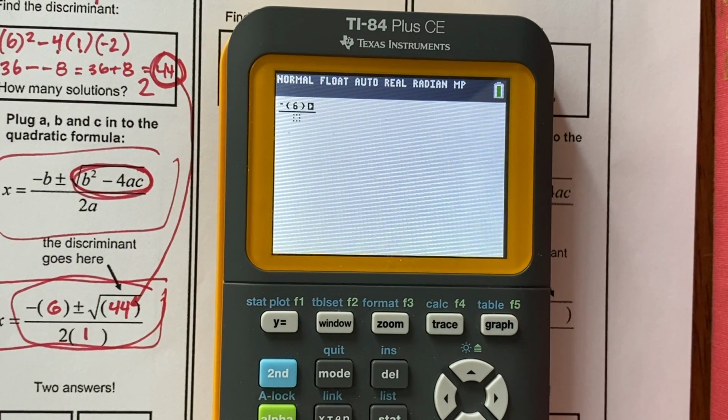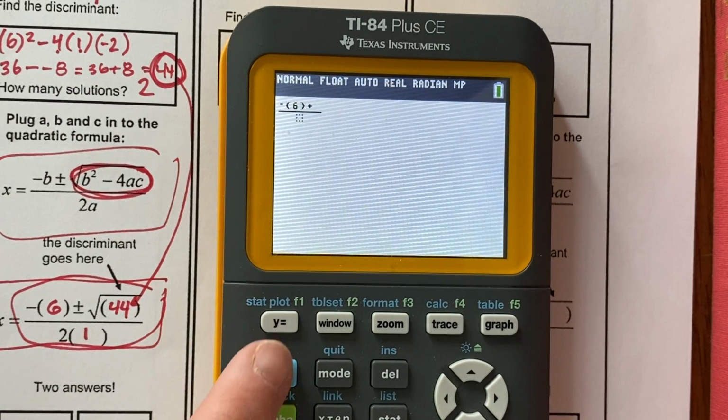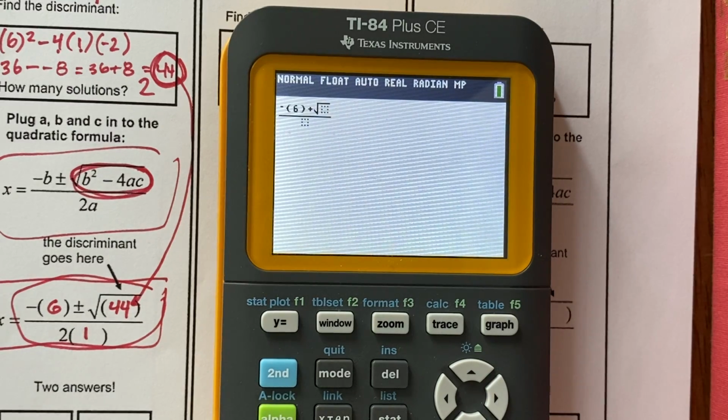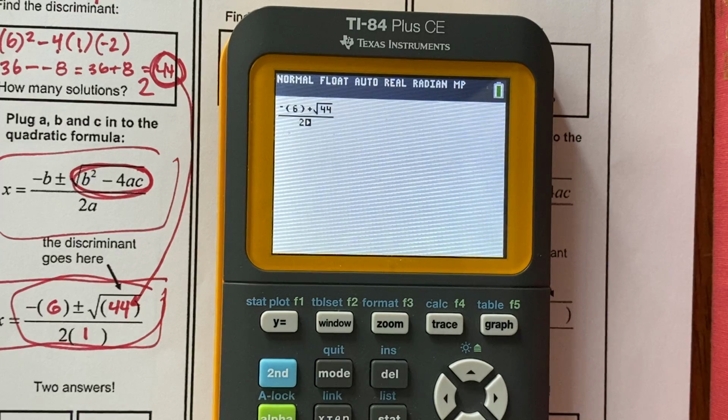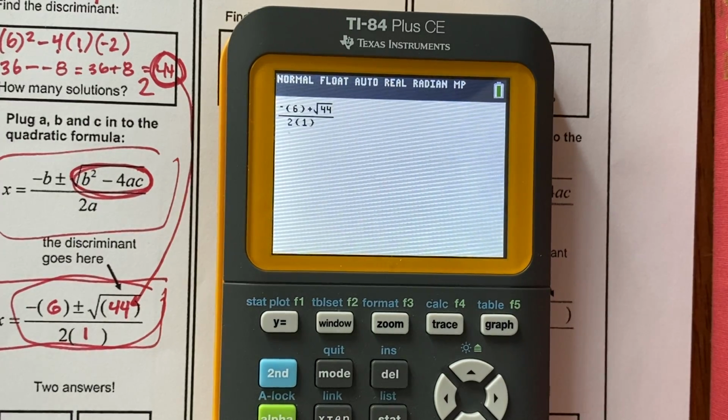And then remember, I have to do this twice, but I can't do it at the same time. So I'm just going to do the plus version first. So plus the square root of 44. And then in order to get out of this, I have to arrow over. Now I have to arrow down to get in the denominator. 2 times 1, you can plug that in like that if you want, or you can simply do 2 times 1. But just for fun, I'll show you can do this, okay? And now hit enter. And you're like, that's a crazy long number.